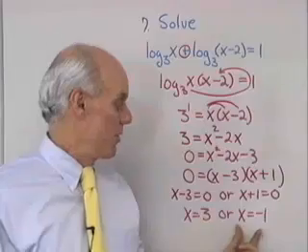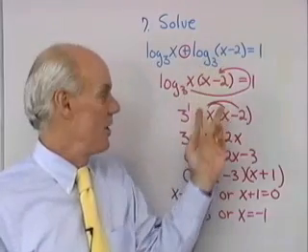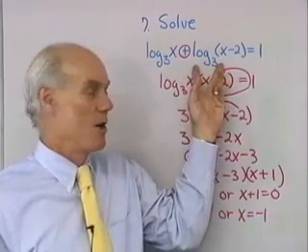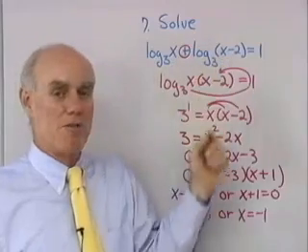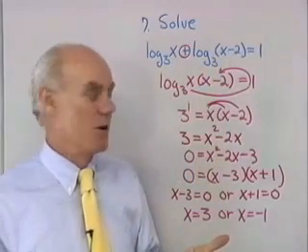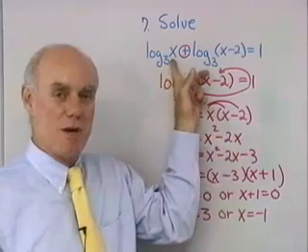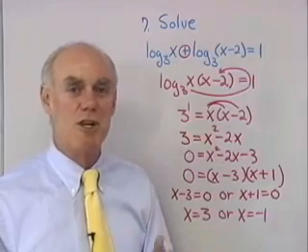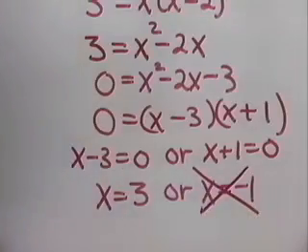Now, I need to check both of these solutions because my original equation involved logarithms. Even though I ended up solving an exponential equation right here, it came from an equation that involved logarithms. And remember, the domain for any logarithmic function has to be a positive number. So when I look at this solution, x equal -1, if I substitute it back in here, I have log base 3 of -1. That's impossible. There is no expression like that. So this solution, x equal -1, is extraneous.